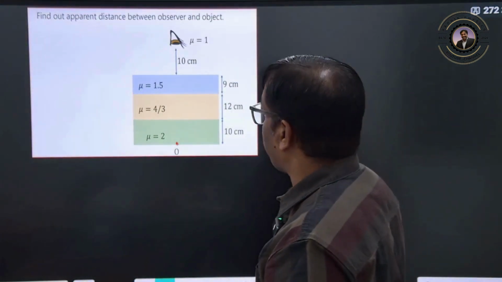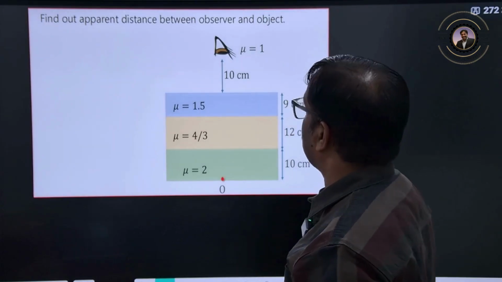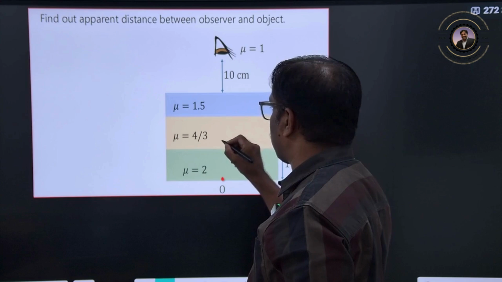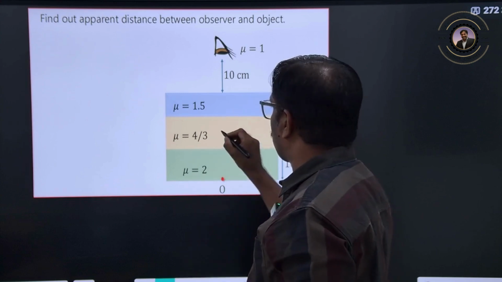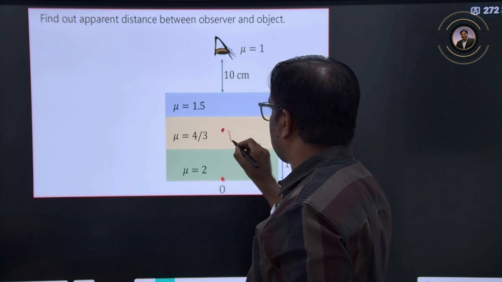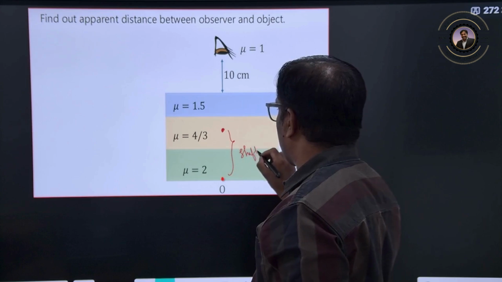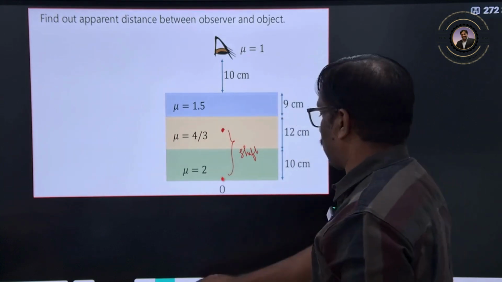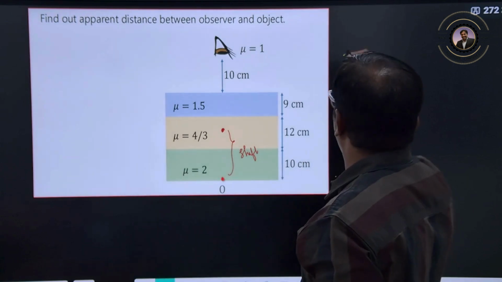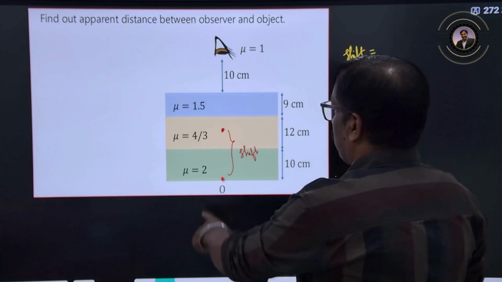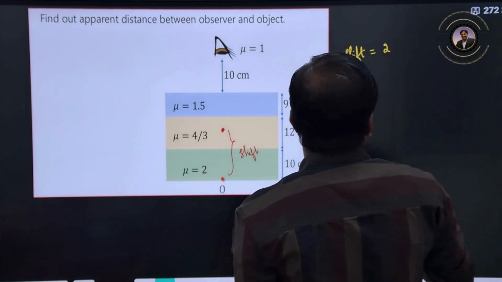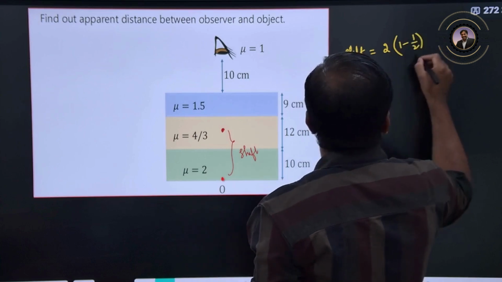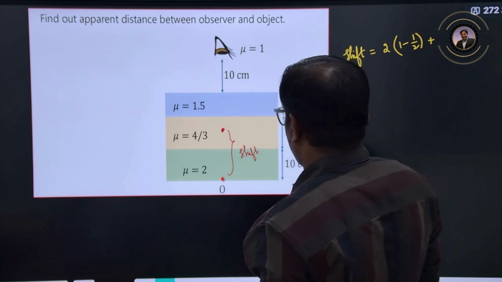So we have to calculate this apparent distance between the observer and the object. This one will shift it here, this will also shift it here, and this will also shift it here. Due to this, somewhere it will come to here. This is because of the shift due to every substance. So due to this, the total shift you can rewrite as the shift due to this one.